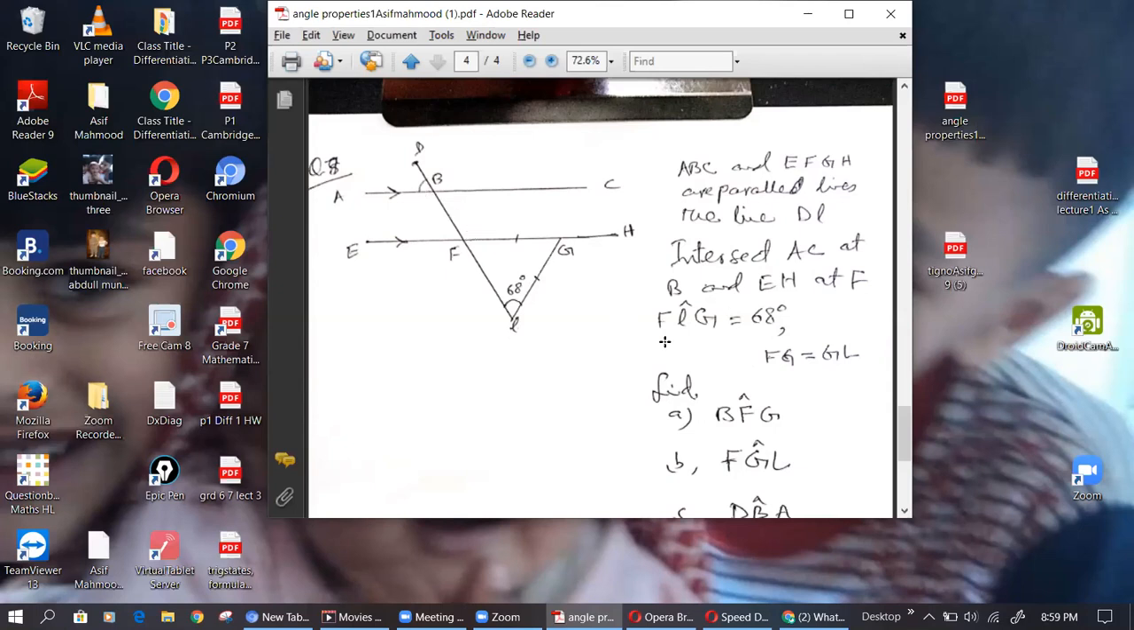Now, FLG is 68, meaning this is 68. So you will use this information to calculate BFG. BFG is this angle, right? Tell me how you will find this angle. This triangle is isosceles, you see, I put this dash. And you need to find this outer angle. Now tell me how you will do it.